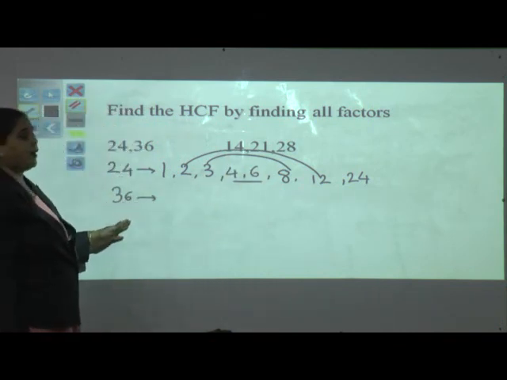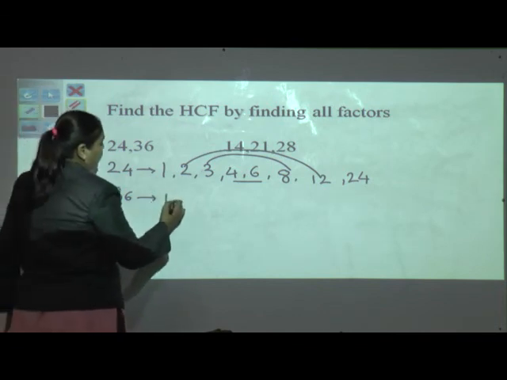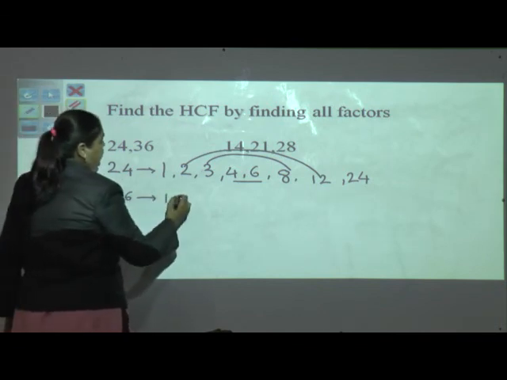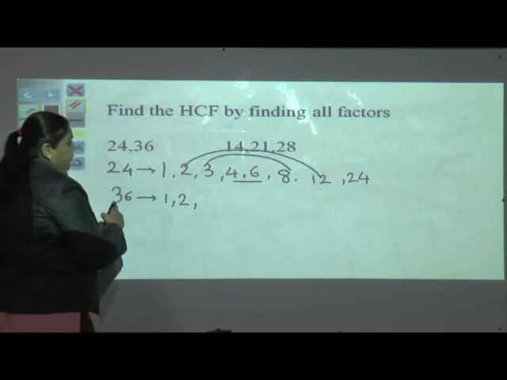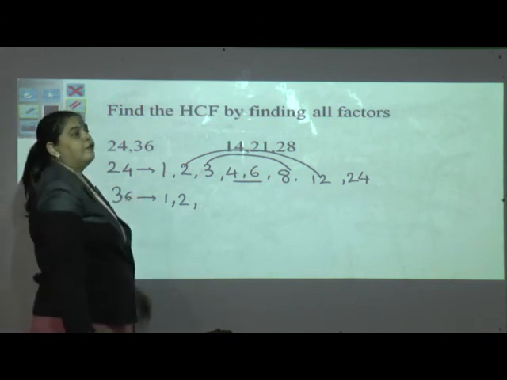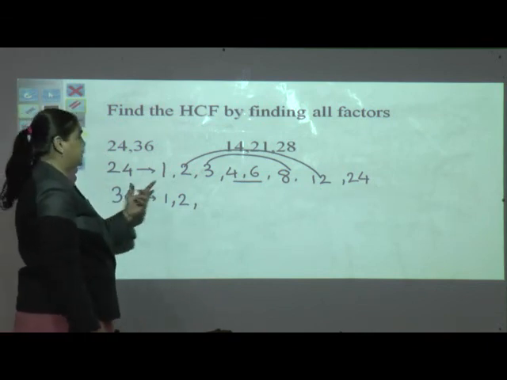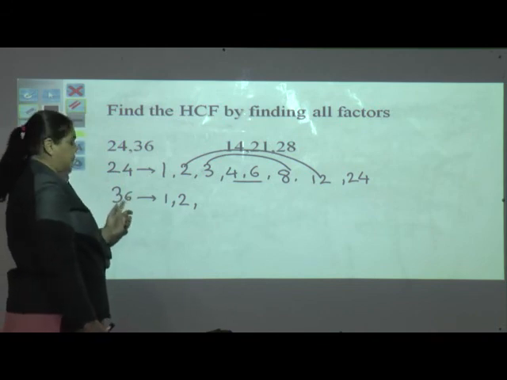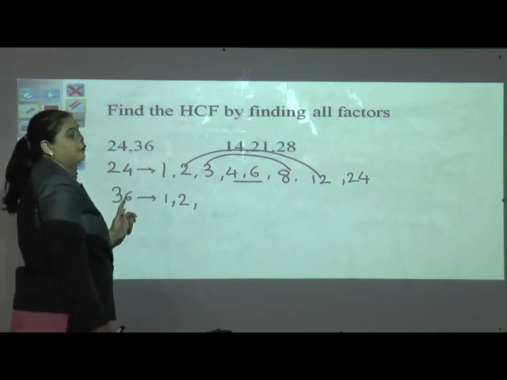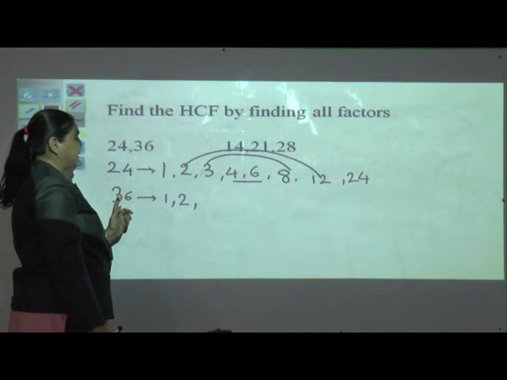Similarly, we will see the factors of 36. 1 is a factor, and it is an even number, so we can go for 2. Yes, I will give a small trick. When we think about 3, the sum of the digits of the number should be a multiple of 3. So this is 6 plus 3 is 9.